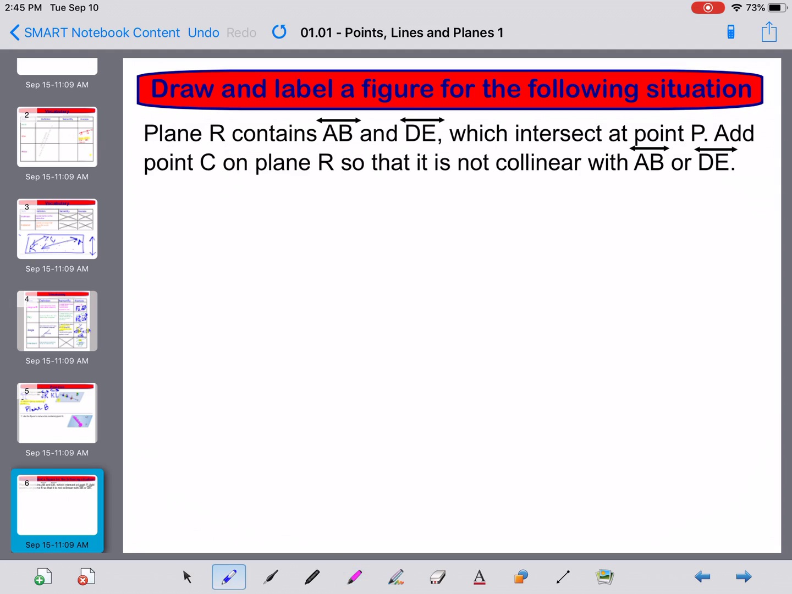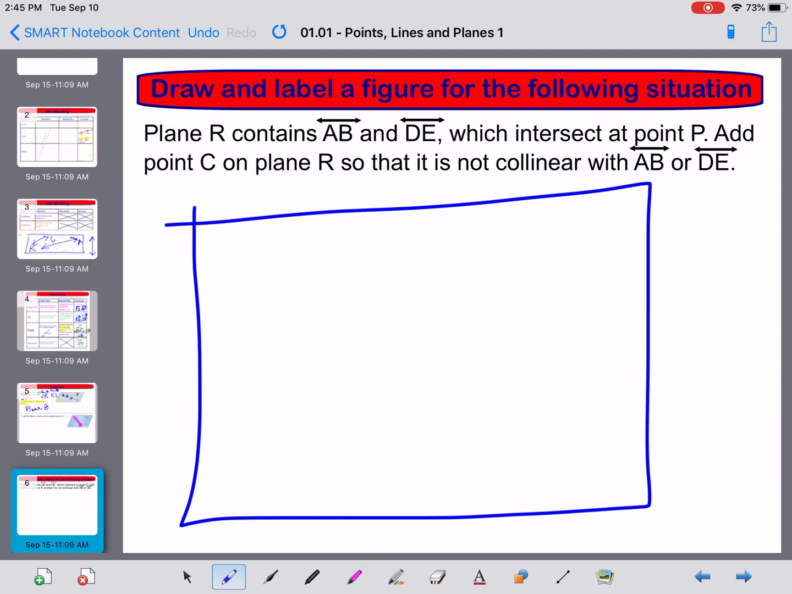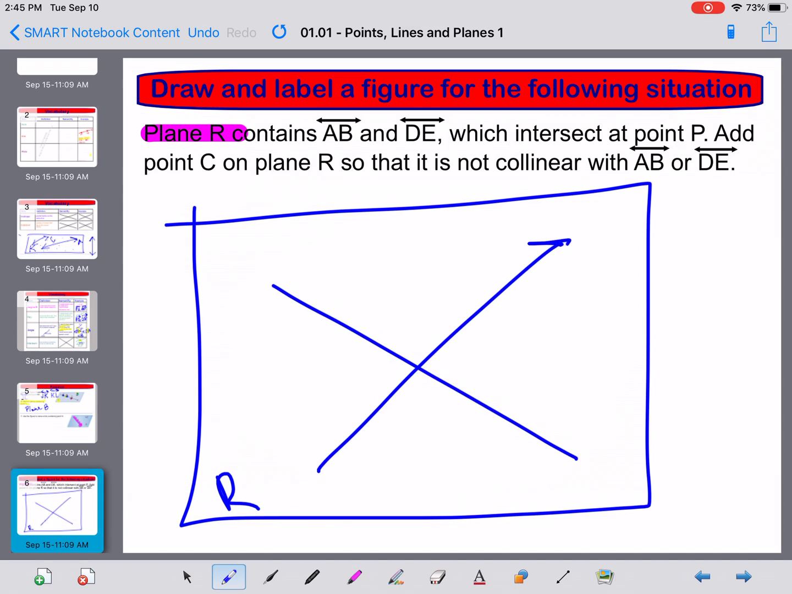So let's draw our plane here to start with. That's plane R, right? We've got this part done. Plane R, did that, okay? Next, we need to contain line AB and DE, and they intersect at point P. So I need an intersection. These are lines, so I have to name that correctly.